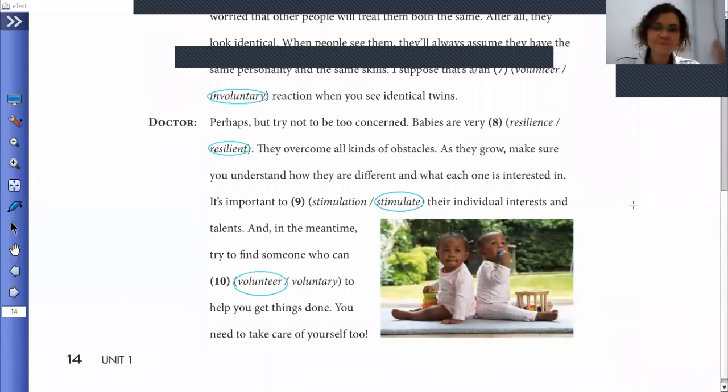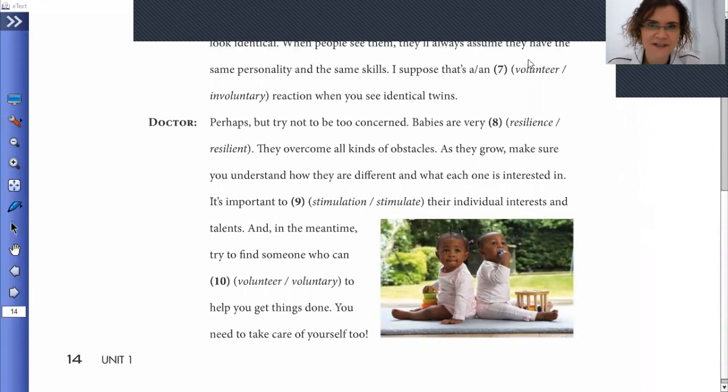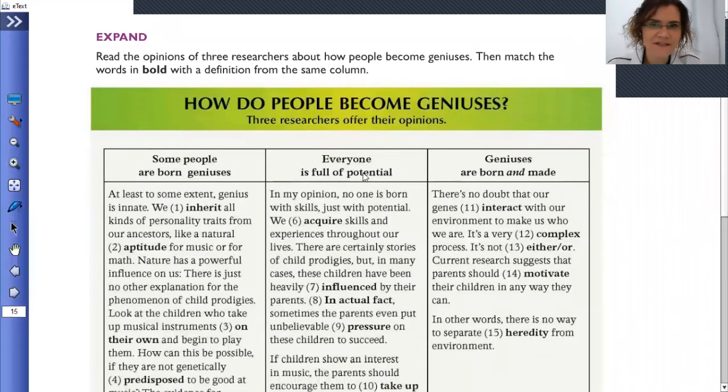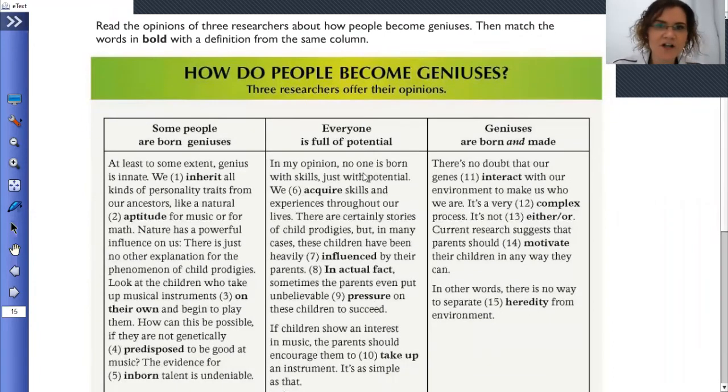I hope you had this correctly. You can see here how the words with the correct part of speech fit into the conversation. Are there any questions? No? Okay. We can continue. Now here we see we have the expansion still of words. We're looking at 3 columns.